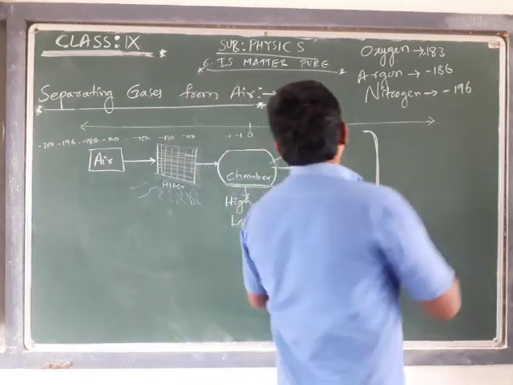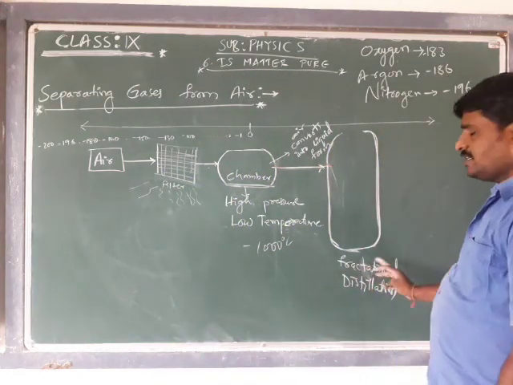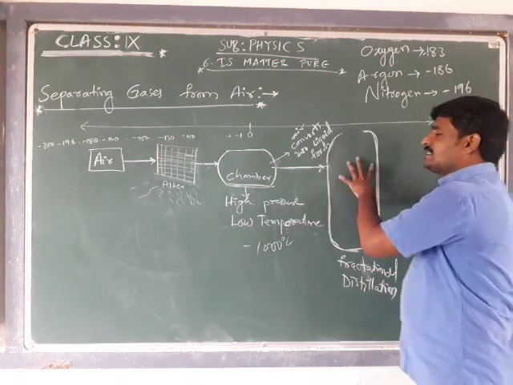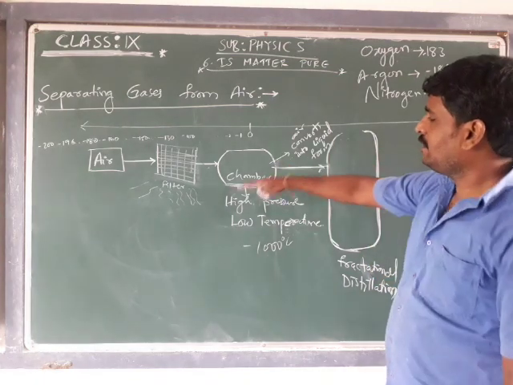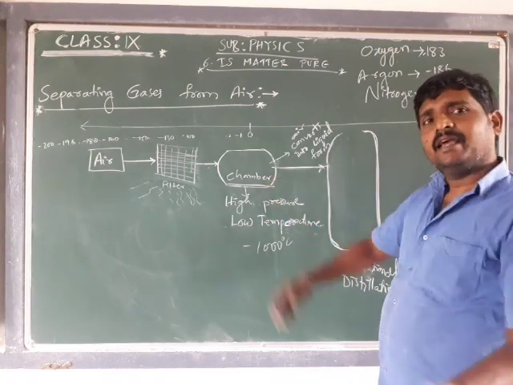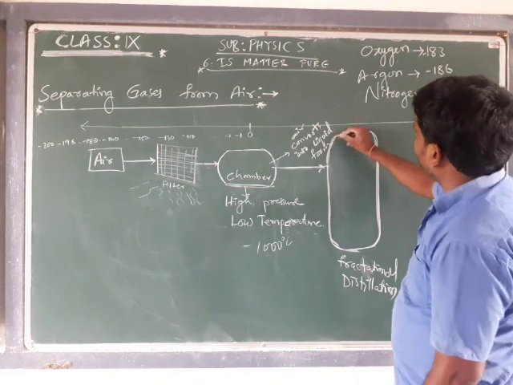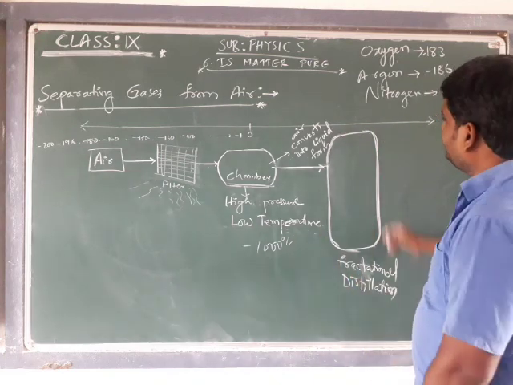The liquid form of the gas will be sent through a fractional distillation column, in which the air will be in the form of a liquid. Don't get confused. Under high pressure and low temperature, air can be converted into liquid form. That is one phenomenon that we have to learn, one process that we have to consider here.